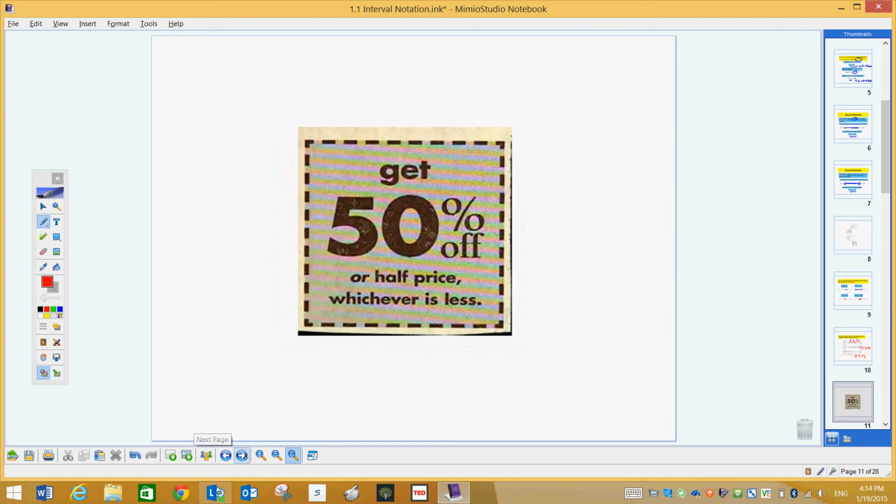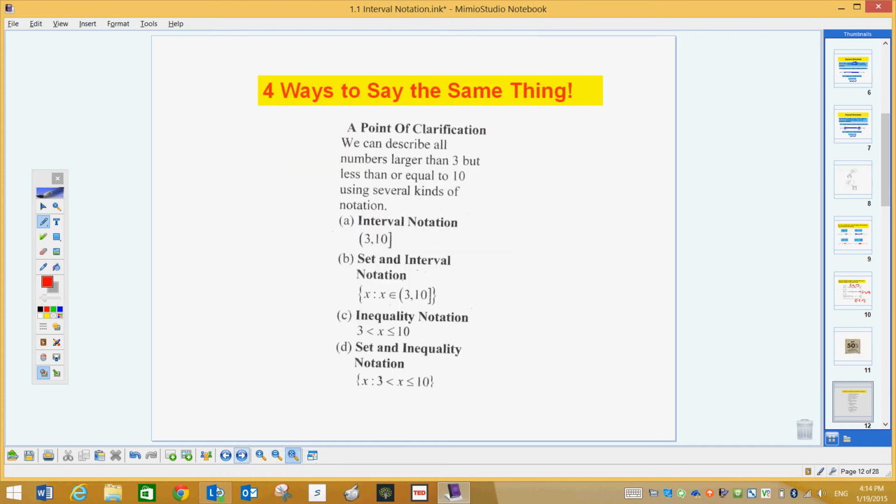Again, another math humor, which was actually cut out from one of the newspapers. Quite funny.